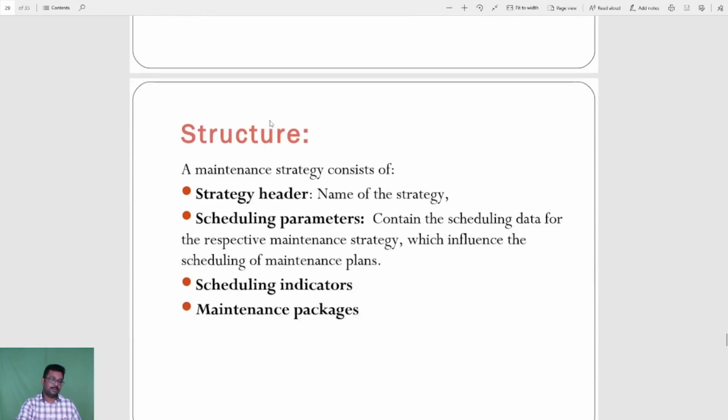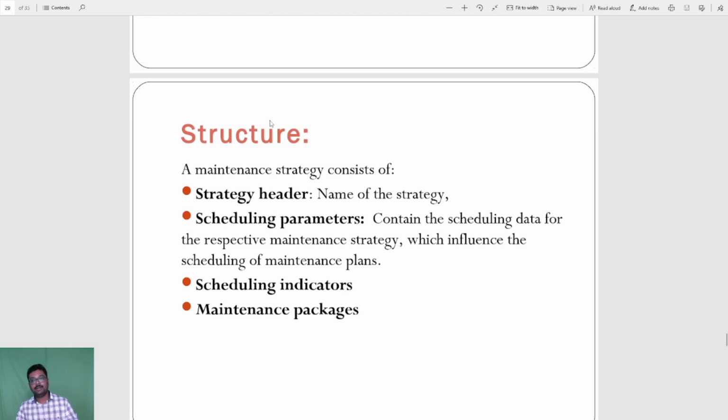That's the concept. Then the structure: parameter selection, then scheduling indicators, then maintenance packages. These are components involved in the maintenance schedule as well as the maintenance strategy, where the strategy header is nothing but what type of strategy we are going to follow. The scheduling parameters are the influencing parameters, as well as the scheduling indicators, which decide the maintenance quality of that machine or that plant.